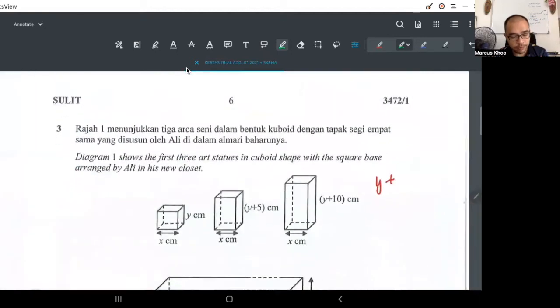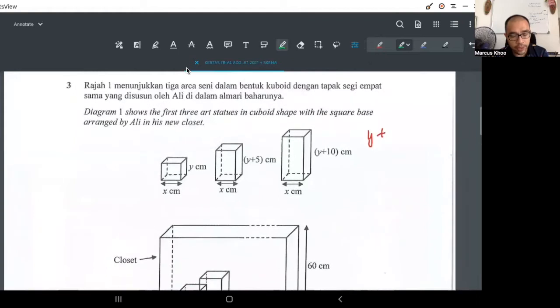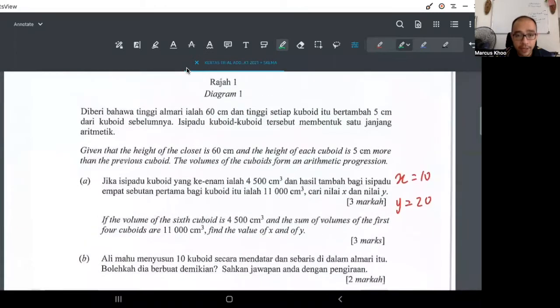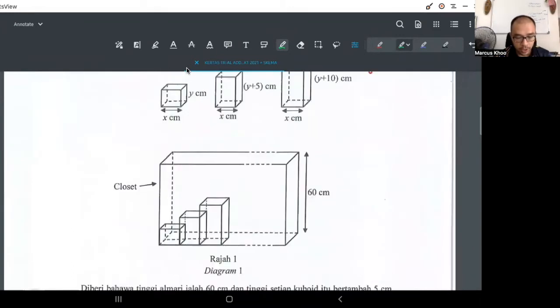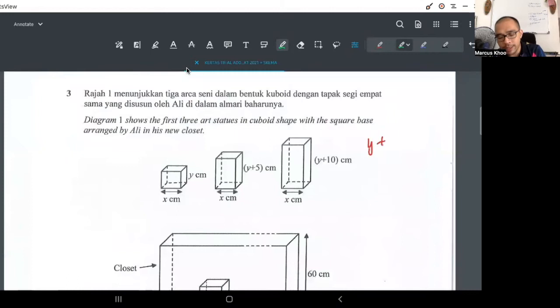Number 3. Diagram 1 shows the first 3 of the cuboids with a square base arranged by Ali in his new closet. So this is the beginning of the question. Hold on. Now, the question is, given that the height of the closet is 60 and the height of each cuboid is 5 cm more than the previous cuboid. So you have y plus 5, y plus 10, and then y plus 15, y plus 20, y plus 25, and so on and so forth. The base is the same, but the height keeps changing.